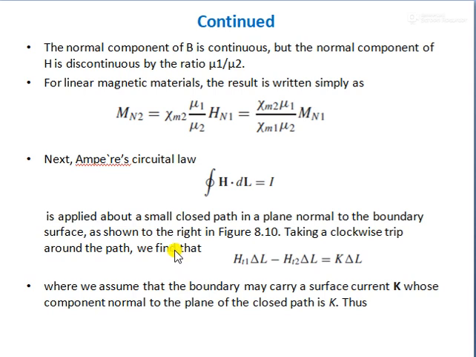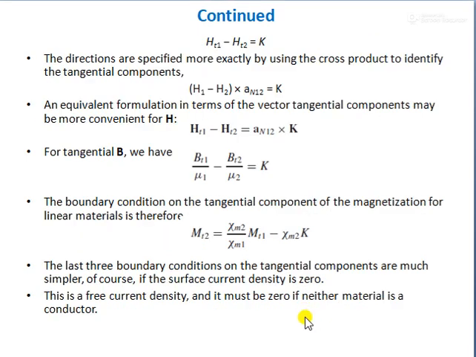Then we get Ht1 del L minus Ht2 del L is equal to K into del L, where we assume that the boundary may carry a surface current K whose component normal to the plane of the closed path is K. So thus Ht1 minus Ht2 is equal to K.